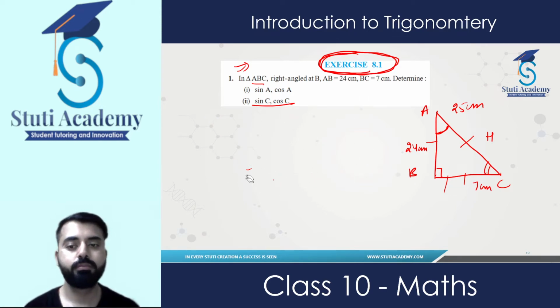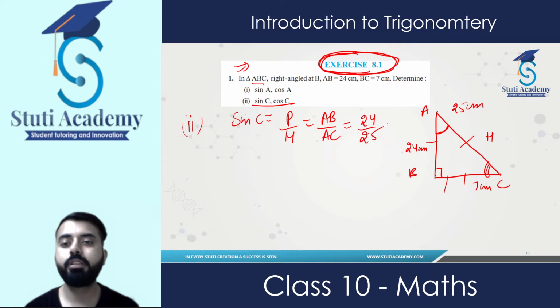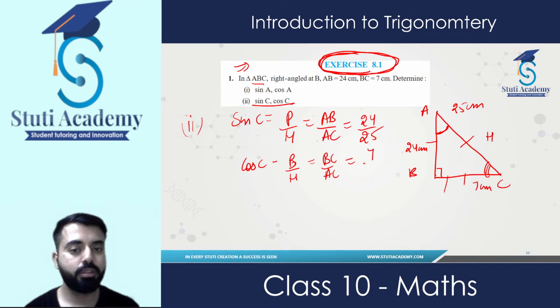So in the second case, sine C will be perpendicular over hypotenuse. Now this is the angle, perpendicular is AB over AC, which is equal to 24 by 25, right? Hence cos C will be base over hypotenuse, which is BC over AC, which is 7 by 24. These are the answers. Now guys, the answers are different in both of the cases because we have taken two different angles.